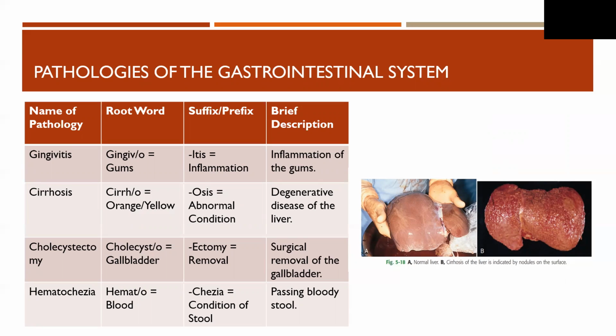Next, we have hematochezia, which is the passing of bloody stool. Hemato means blood, and chezia is the condition of stool. This can happen if there's bleeding happening in the distal colon or even the rectum. So when the feces pass out, they're all bloody.